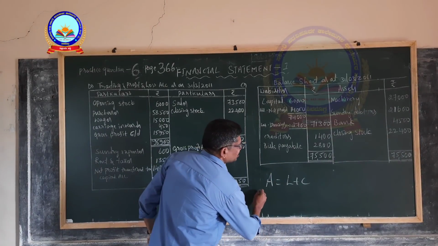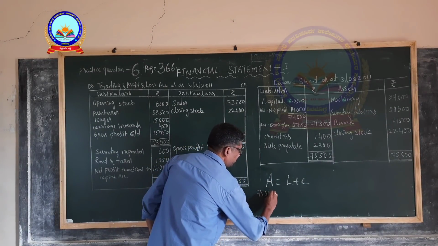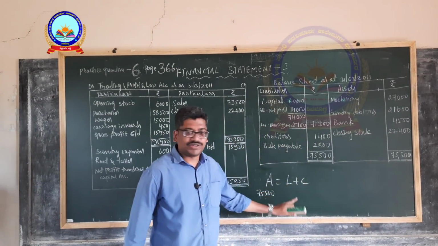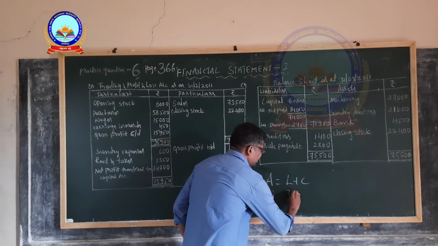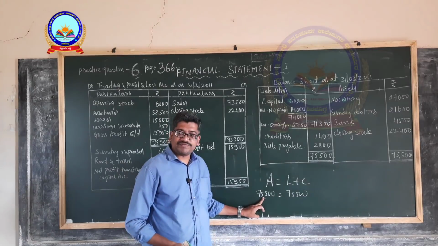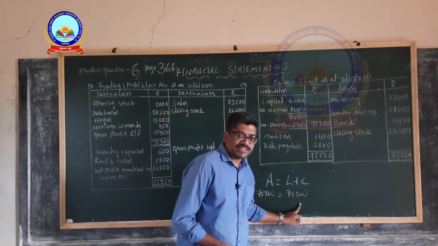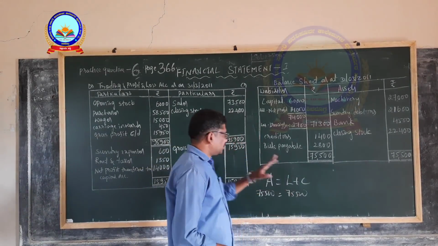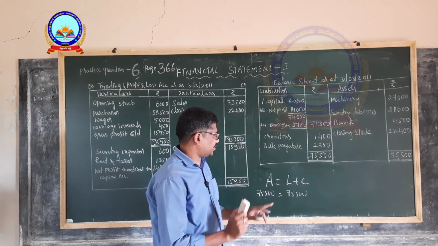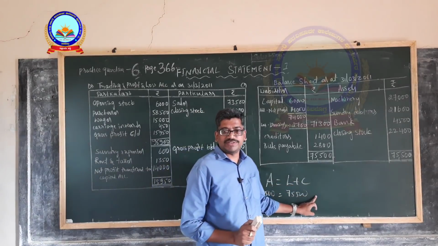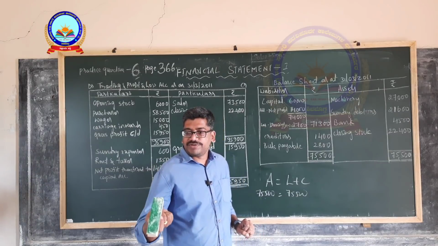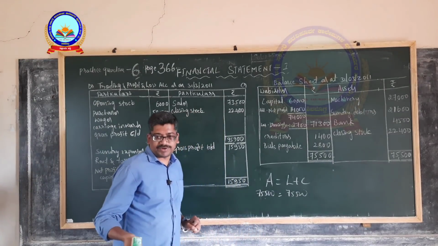A's side total is equal to 75,500 in the balance sheet, and now L plus C's total is equal to 75,500 together. So now 75,500 is equivalent to 75,500. So that means we have fulfilled the accounting equation. So A is equal to L plus C. I hope you understood. Okay, so next we shall solve a few more problems.